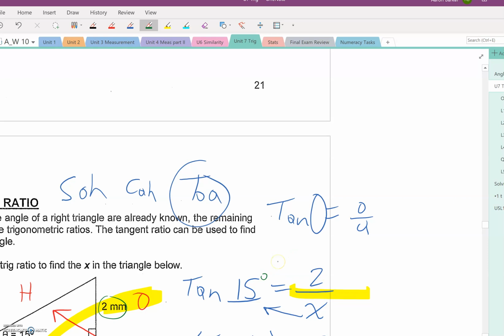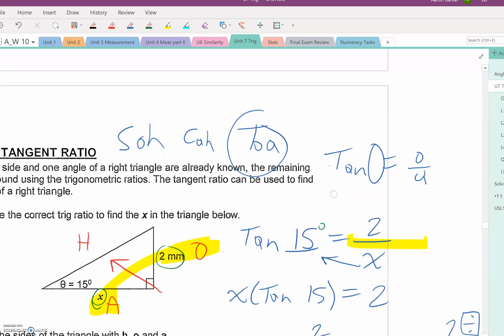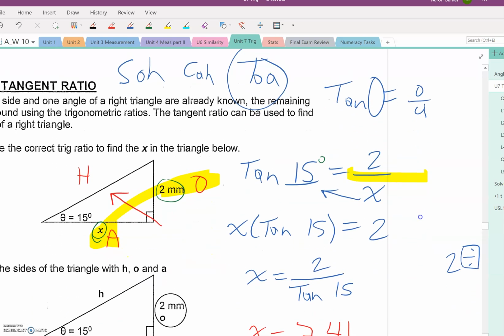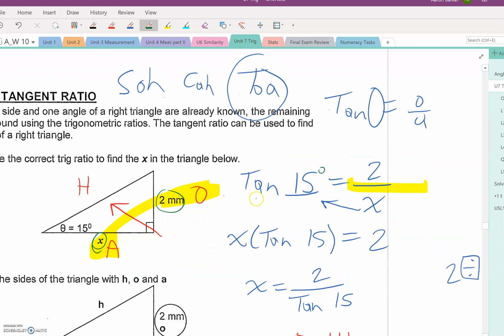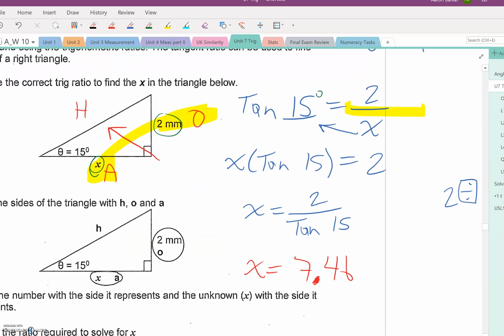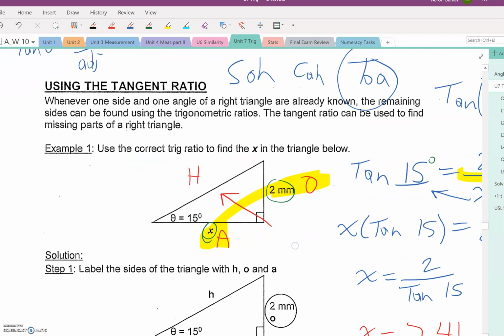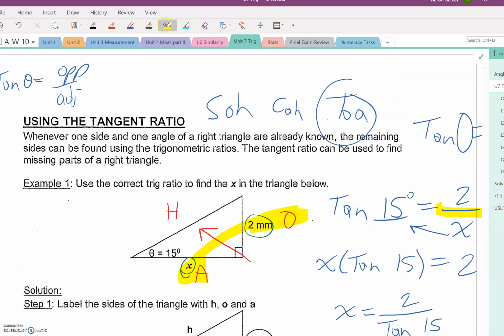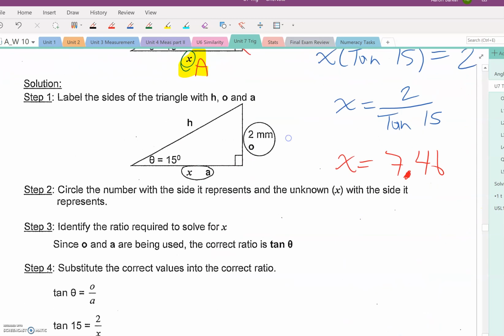So dividing by x, we switch spots. That's the first step, but there we go. It switched spots. Okay? And so we have x equals 2 divided by tan 15 degrees. Good. And then we get 7.46 on our calculator. So we pick our ratio based on which sides we're given, looking at SOHCAHTOA and all the different combos.